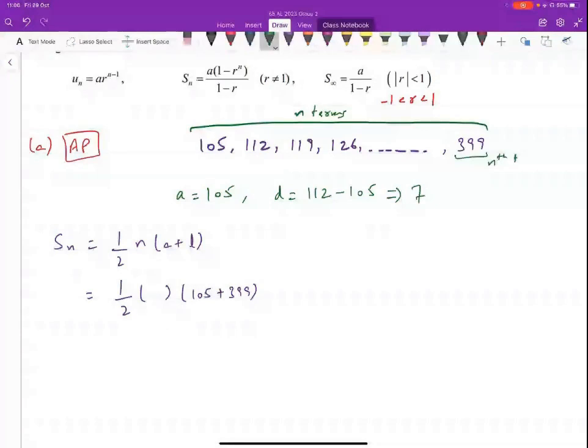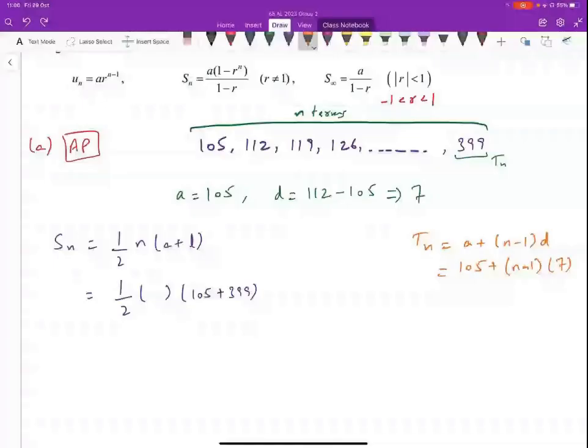So what we can do is we can use the term formula, which is Tn equals a plus n minus 1 times d. We know the first term. The first term is 105. N is unknown. We have to figure it out. But we know the difference, which is 7. We know the value of this last term. The value of this term is 399.